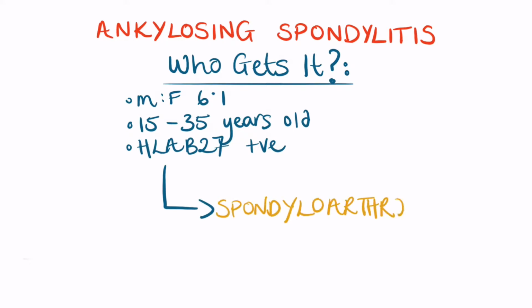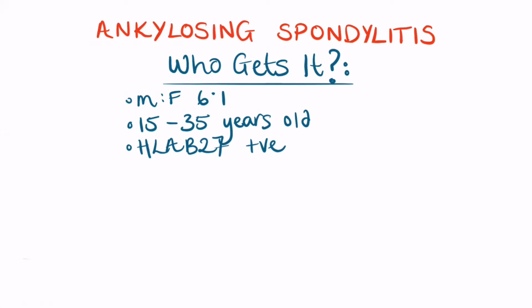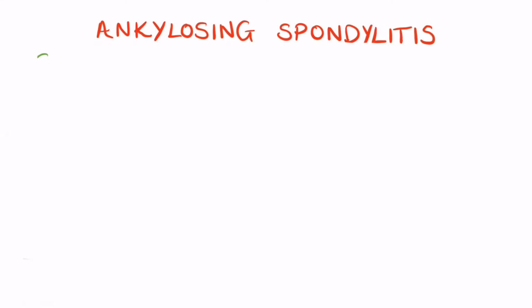Spondyloarthropathies are a group of arthritic conditions that are HLA-B27 positive and affect the spine and nearby joints. These include psoriatic, reactive, and enteropathic arthritis, as well as AS. As well as being HLA-B27 positive, these diseases are rheumatoid factor negative, and so this is an important difference between diseases like rheumatoid arthritis. How might a patient present with AS?